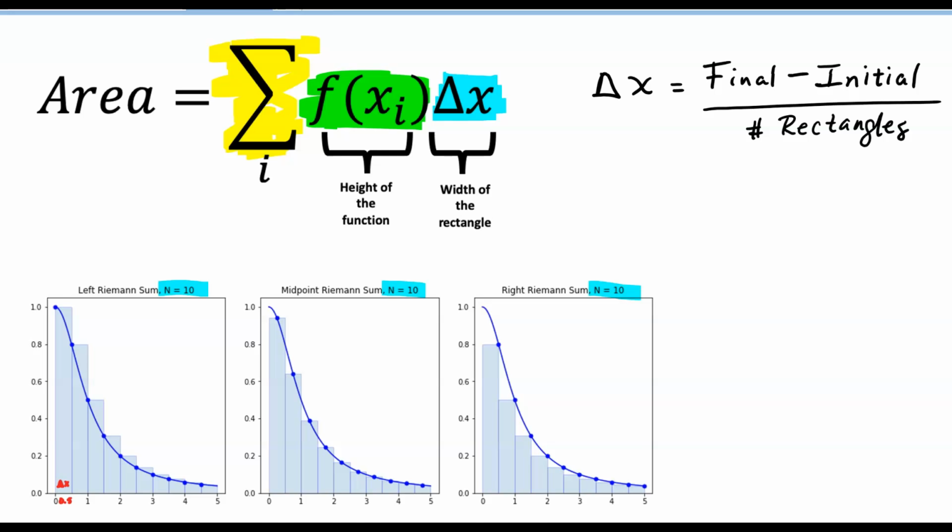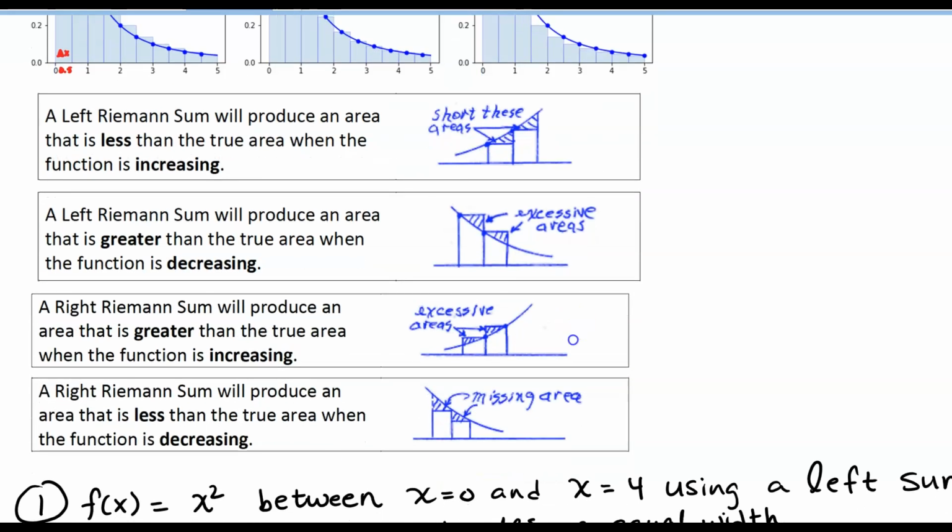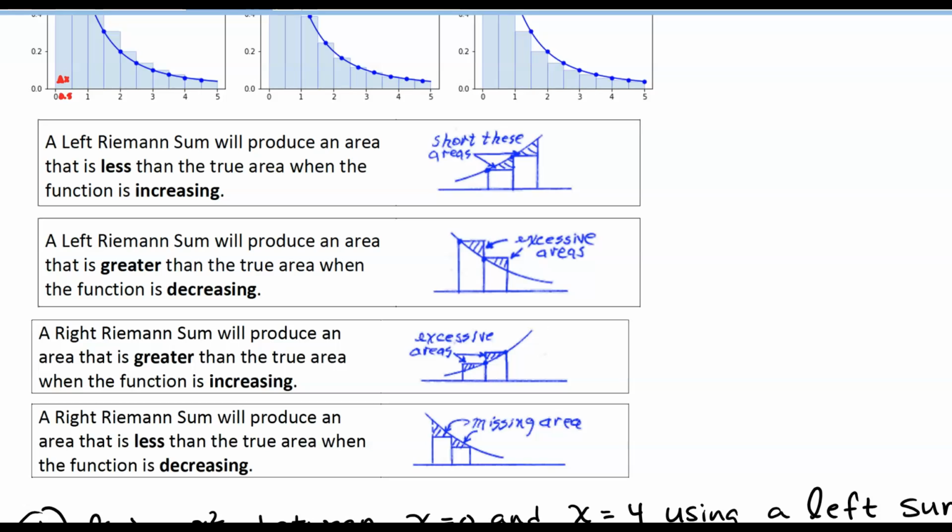You can do it. But let's talk real quick about left sums and then right sums, and then we'll take a look at some examples. What I want to point out is that a left sum will produce an area that is less than the true area when a function is increasing. So if you notice, the function here is increasing. A left sum produces rectangles below the curve, so you are actually underestimating the area. Now, if the function happens to be decreasing and you're doing a left sum, you are now overestimating the area. Notice it says there excessive area.